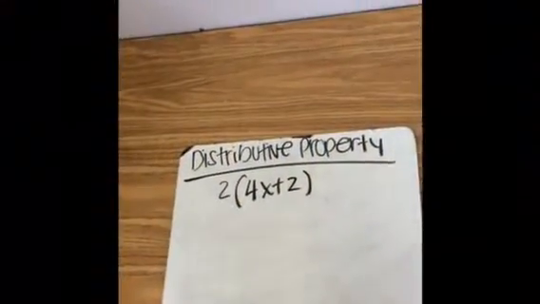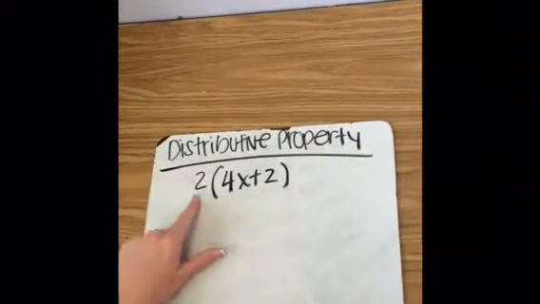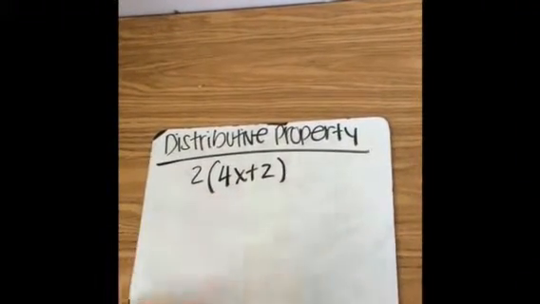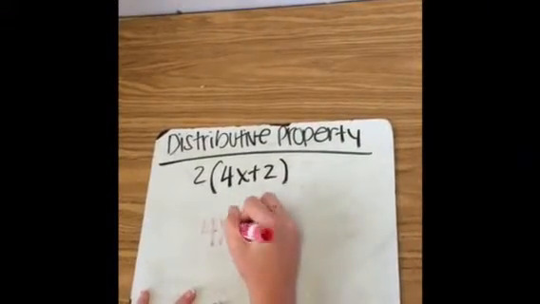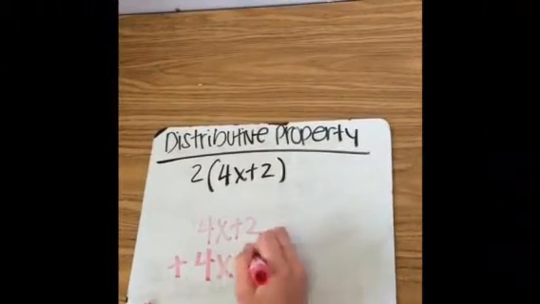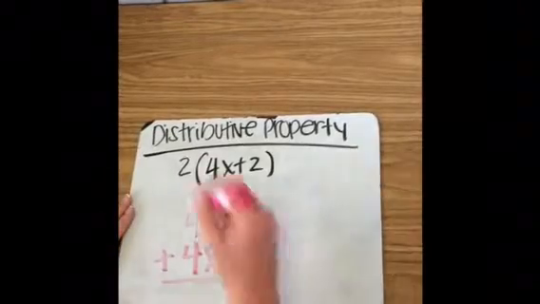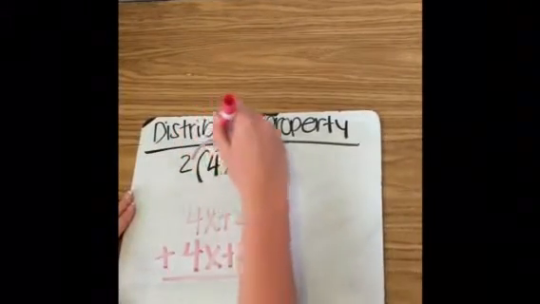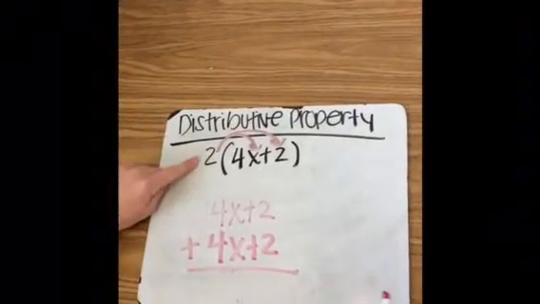Property is we need to distribute the coefficient into the parentheses. So this says 2 times 4x plus 2. So you can write it two ways. You can add it because there's a 2, so there's 2 of these. Or you can do this, where you distribute the 2. So in this example, we're going to do this way.